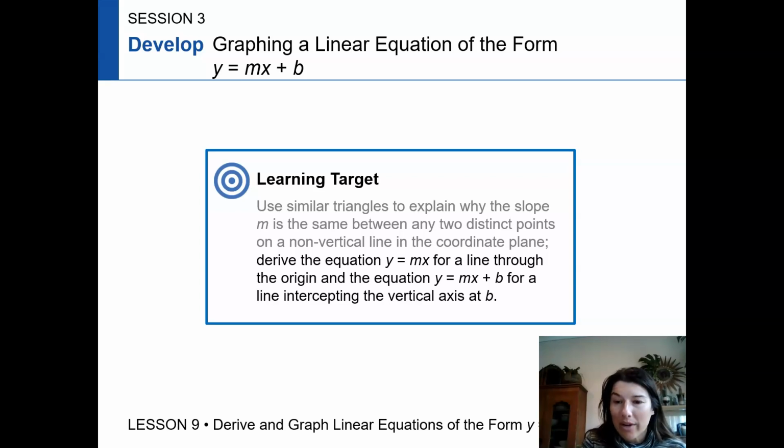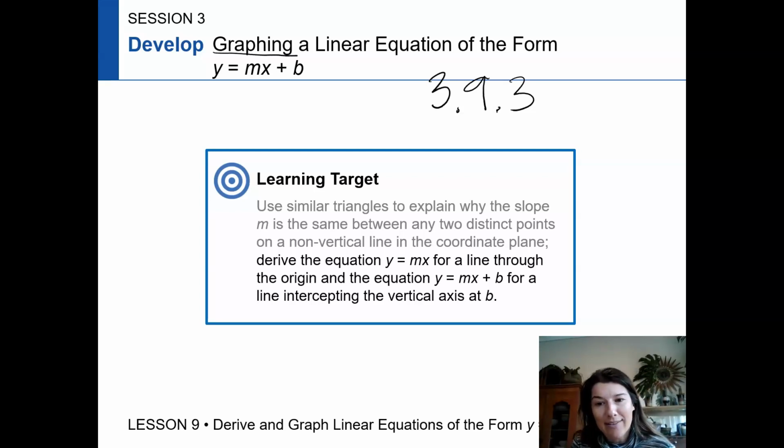Hello, this is a recording for Unit 3, Lesson 9, Session 3. And what we are doing today is we are focusing on graphing a linear equation of the form y equals mx plus b. So by the end of this lesson, you will be able to be given an equation in y equals mx plus b form and graph it.